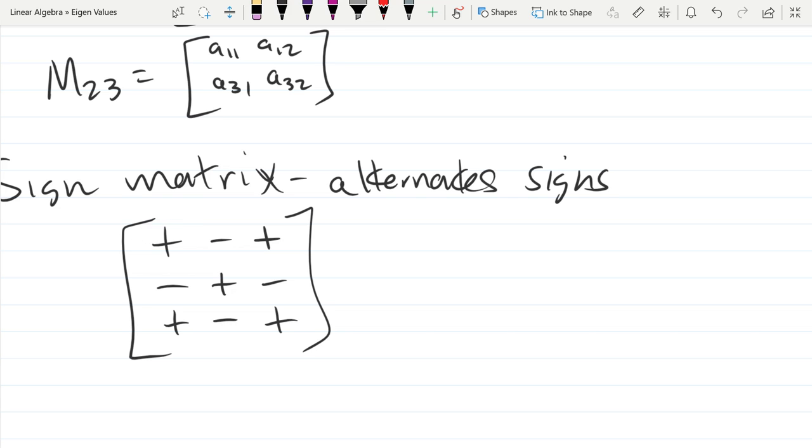All right, what we're going to do is put all this together with a cofactor expansion. And we got to do that in the next class.